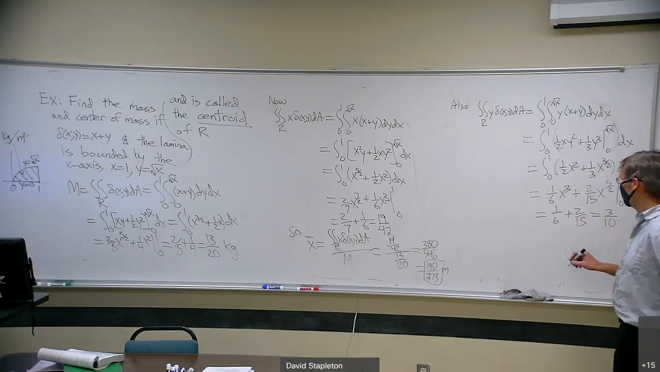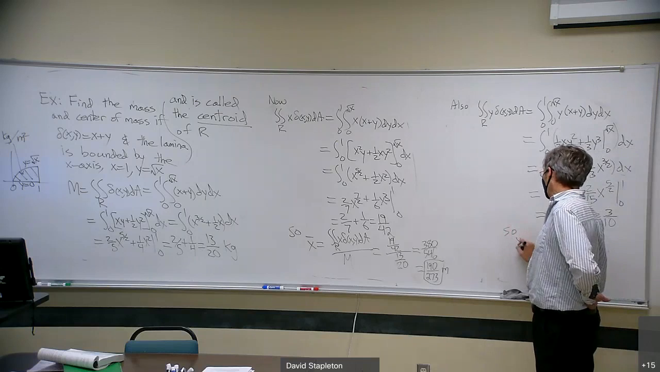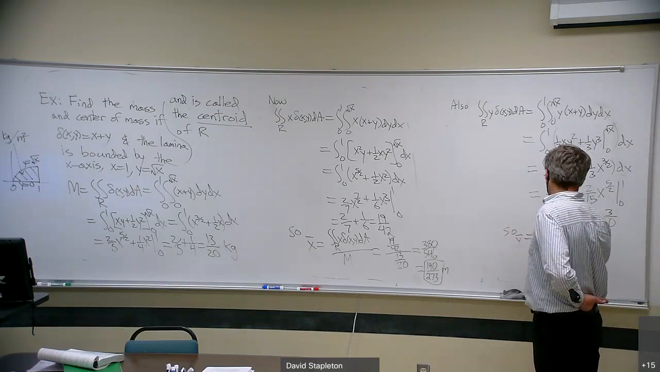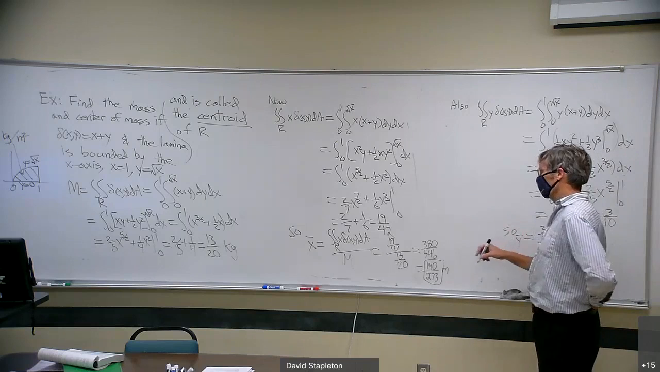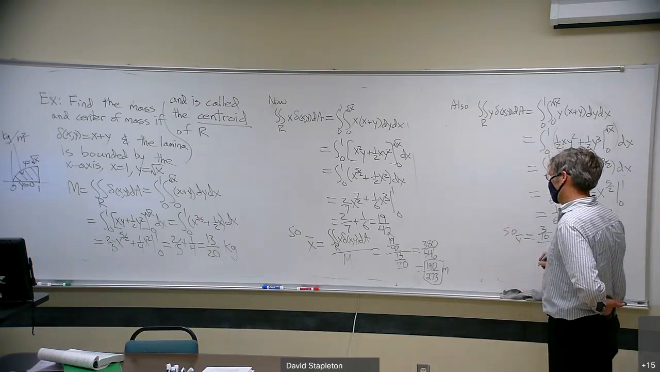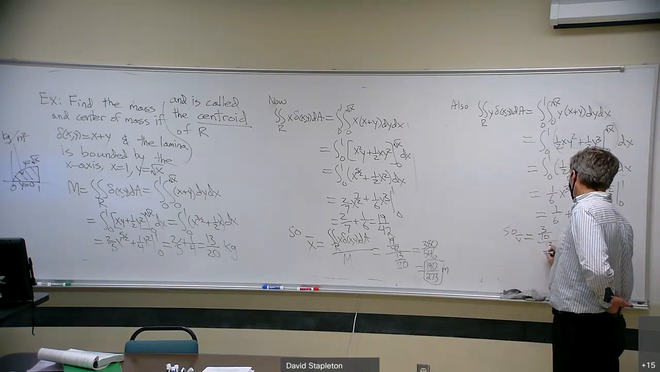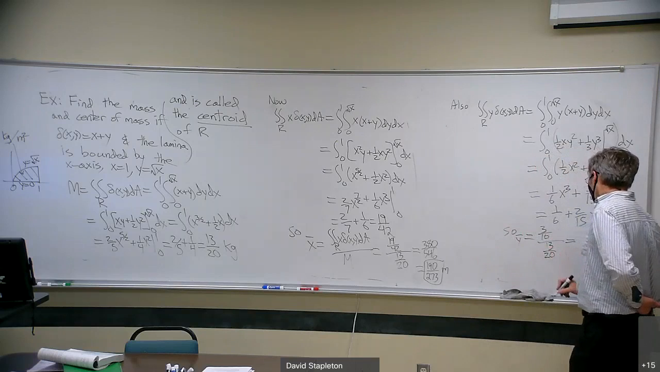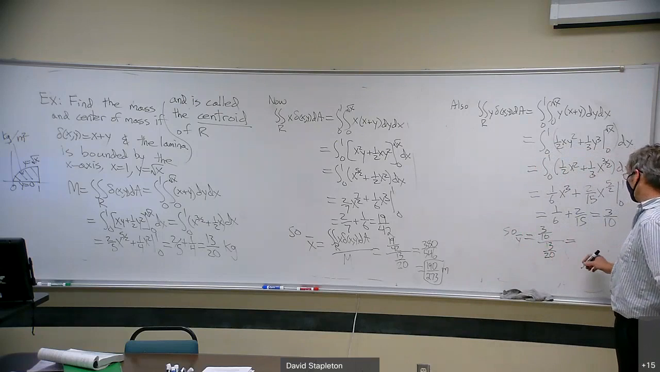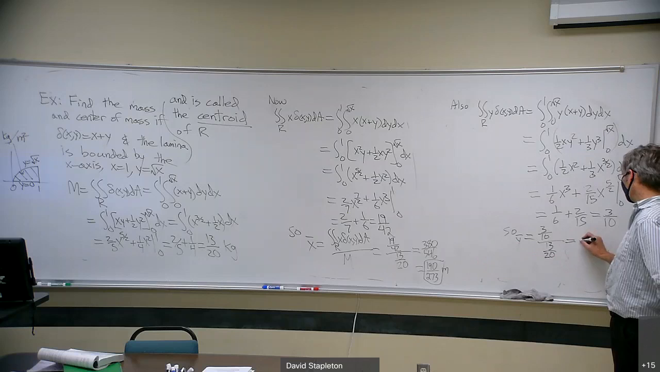In that case, y bar is the quotient of this one, 3/10, divided by the mass, which was 13/20. That gives you 60 over 130, or 6/13.